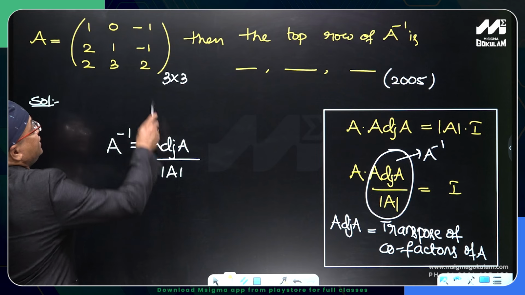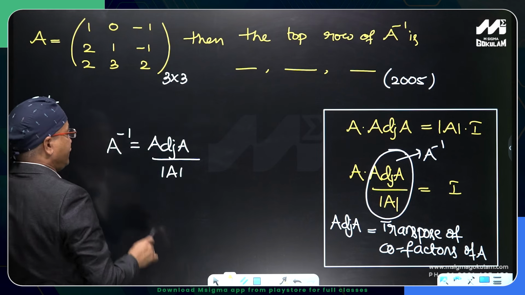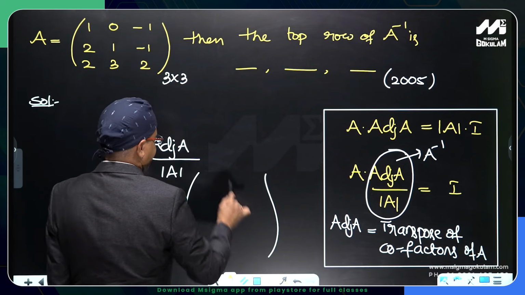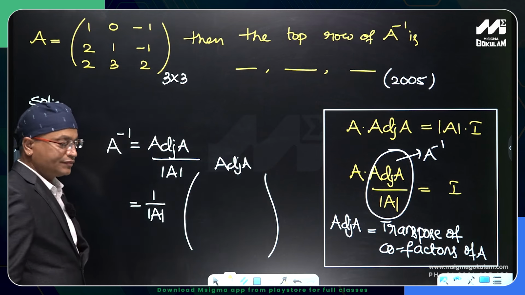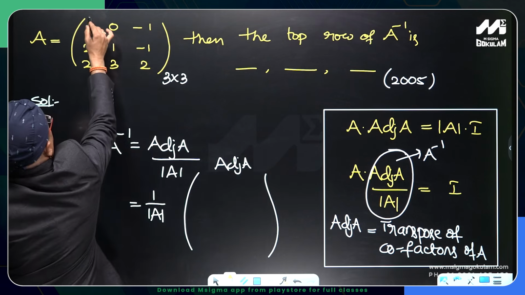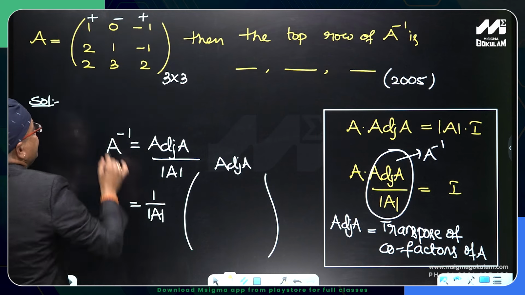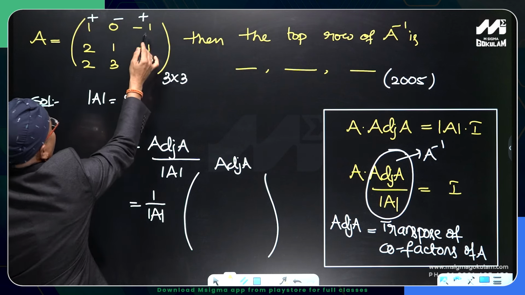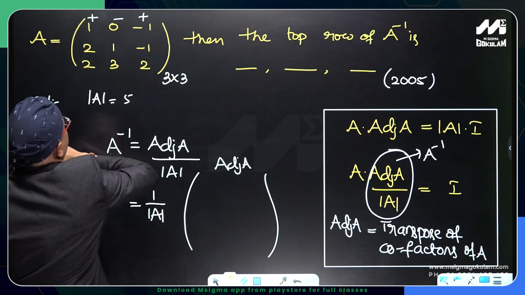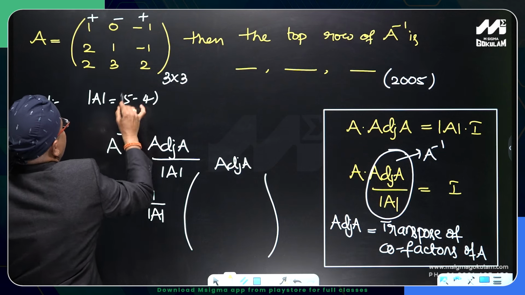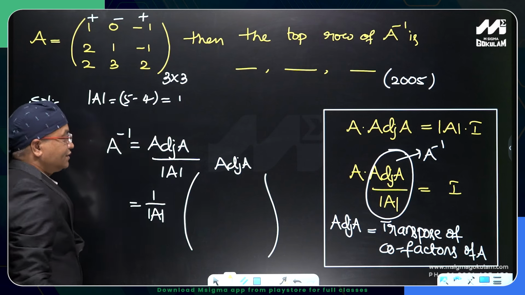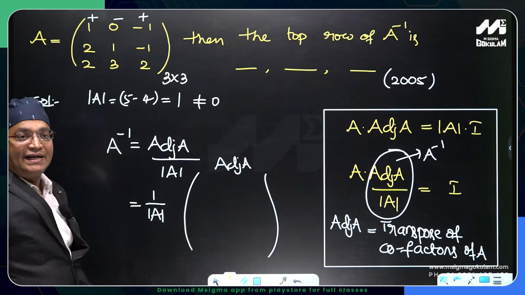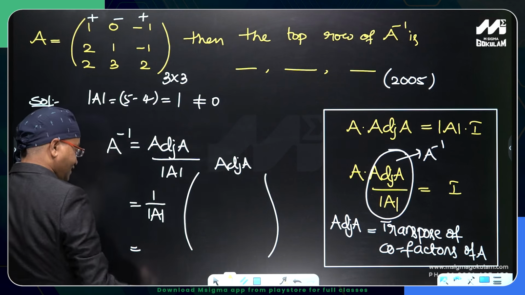Now, in this problem, I want to find only the top row of A inverse. First, it is important to find the det A value times adjoint A. So what is det A? Here utilize the signs plus minus plus like this. Then det A value is 1 into 2 plus 3, that is 5, into 1, 0 into neglect, minus 1 into 2, 3, 6 minus 2, 4 into minus 1, minus 4. So 5 minus 4 is 1. That means it is not 0. Something by det A, the det A should not be 0. So 1 by 1, 1 only.